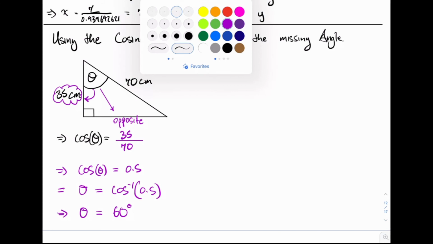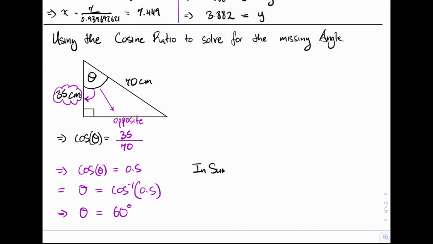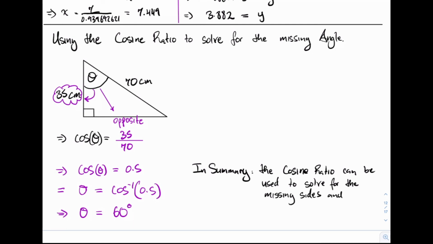Let's put a summary here. In summary, the cosine ratio can be used to solve for the missing side, and the ratio can be used to solve for the missing angle.